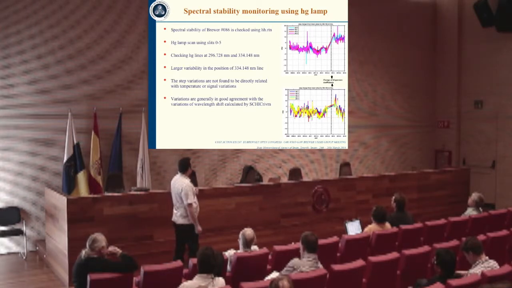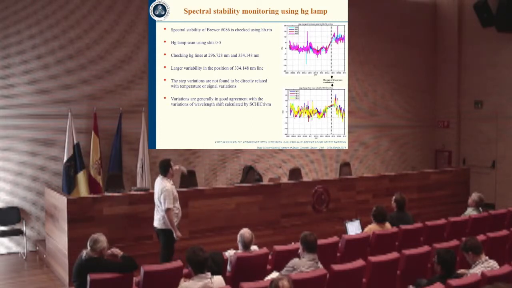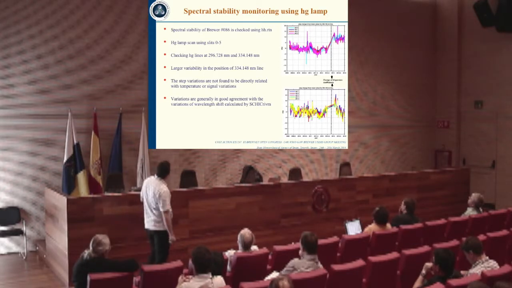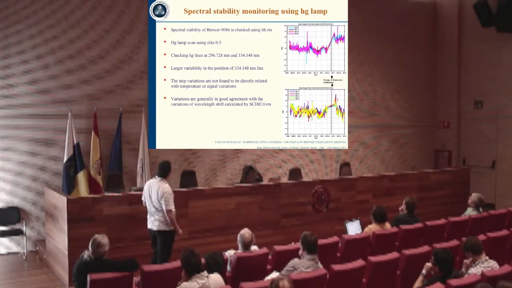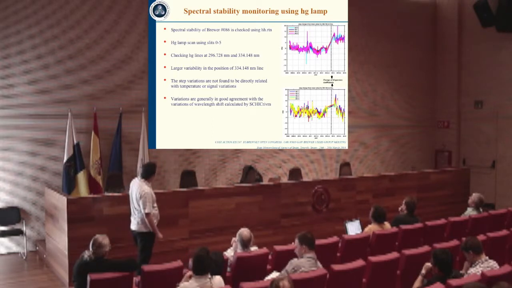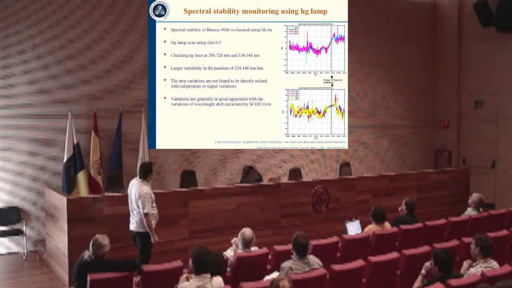It is obvious that we have very large variations at the lower wavelength. We checked what was the cause of these variations, and we didn't find them to be directly related to any temperature or signal variations. But they are generally in good agreement with the variations of wavelength shift as they are calculated by the SIC algorithm.